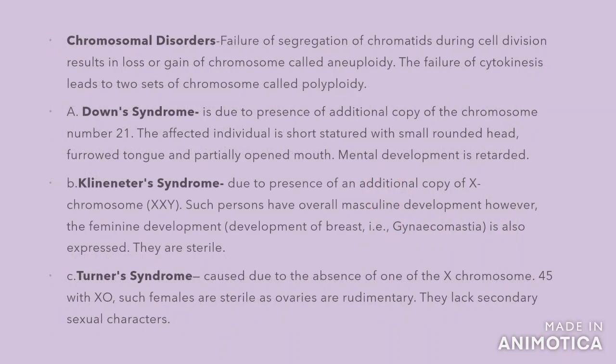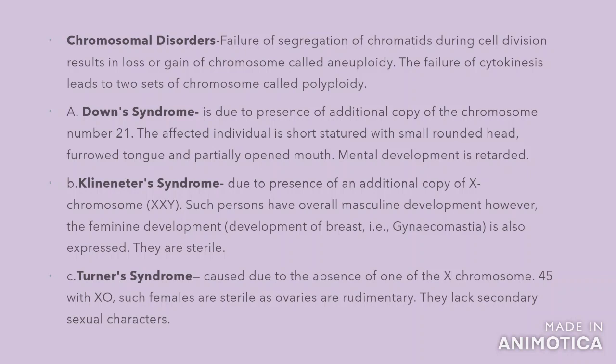Chromosomal disorders. Failure of segregation of chromatids during cell division results in loss or gain of chromosomes, called aneuploidy. The failure of cytokinesis leads to two sets of chromosomes, called polyploidy. Down syndrome is due to the presence of an additional copy of chromosome number 21. The affected individual is short-statured with a small rounded head, furrowed tongue, and partially open mouth. Mental development is retarded.